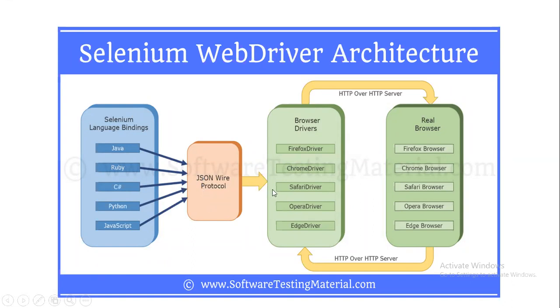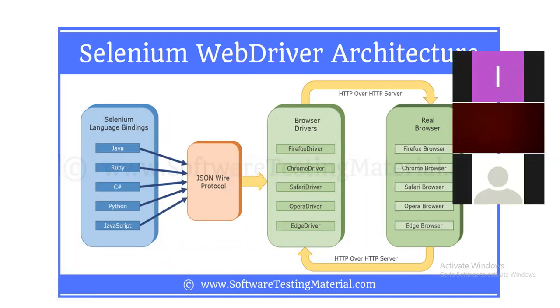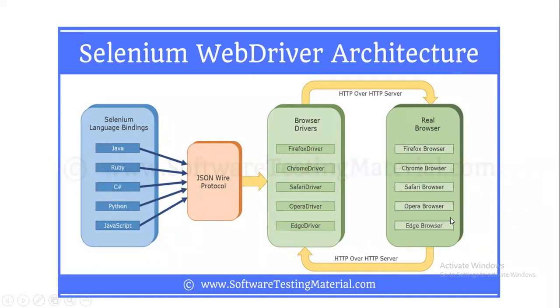After that, the browser drivers and the real browser come in. Only when the browser driver is installed for a particular browser will it work, so browser drivers and the real browser are interconnected. The JSON Wire Protocol then passes this to the browsers. We have different browsers: Firefox, Chrome, Safari, Opera, Edge. Whatever browser you are using, it is given to that browser to execute. This is how WebDriver works.